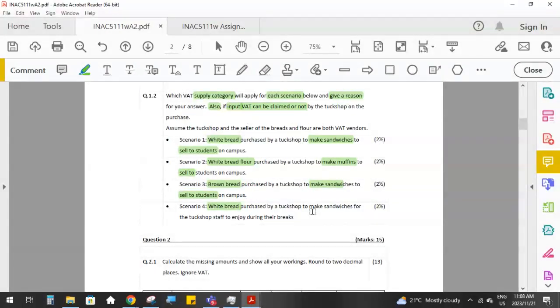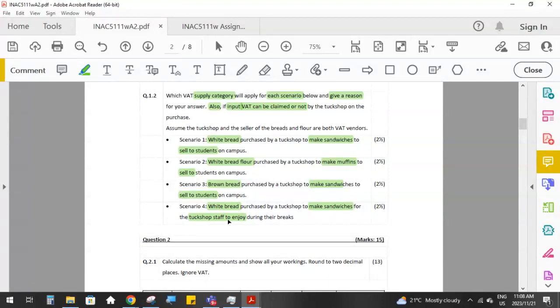We have to have a look at what the shop used the white bread for before we make that decision. In this case, they made sandwiches, but they made the sandwiches for tuck shop staff to enjoy during their breaks. So this means it's a standard rated item. We paid VAT, so there is input VAT included in the purchase of the white bread, but we may not claim that VAT back because we consumed that white bread ourselves.